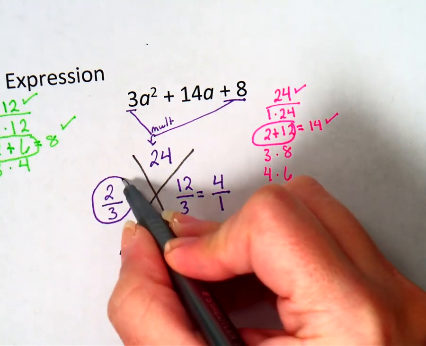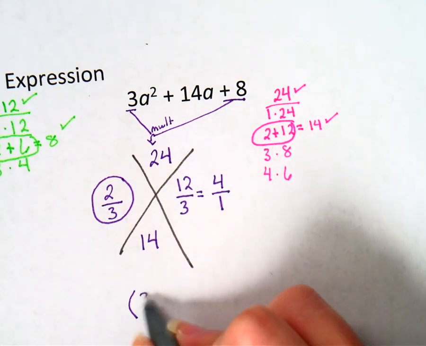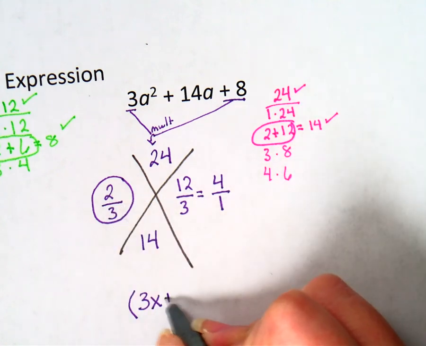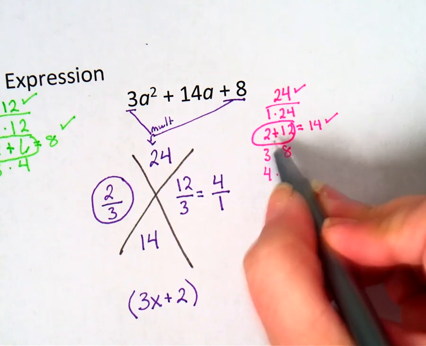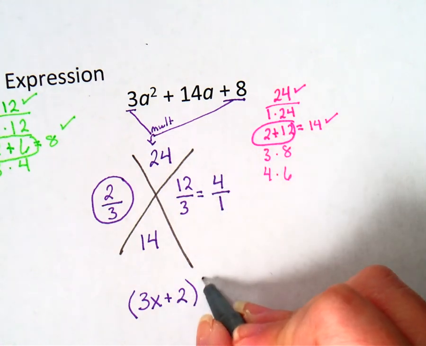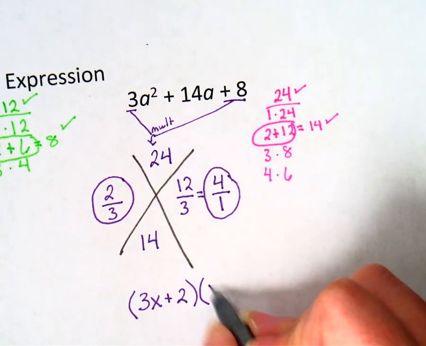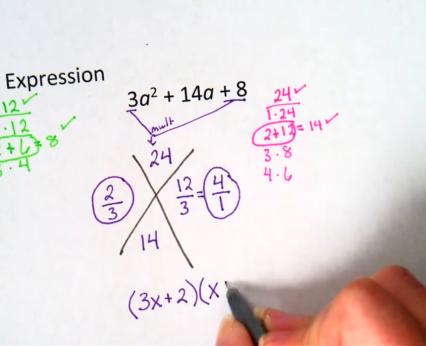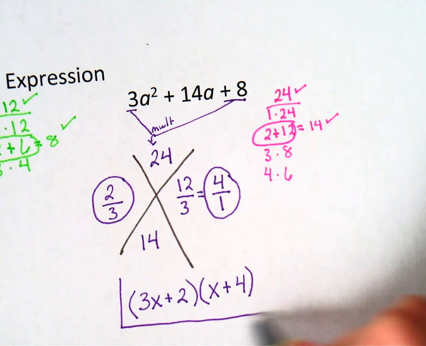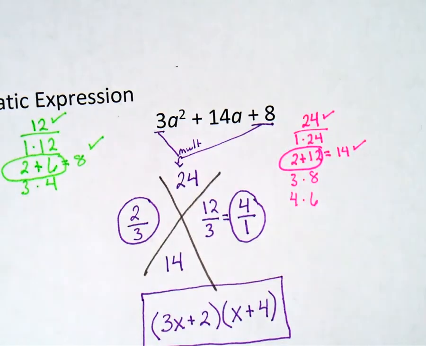Okay? So now when I make my first binomial, the bottom number is 3, so it's going to be 3x, and my top number is a positive 2, so plus 2. If one of these had been negative, then it would be minus that number, right? Over here, I have a 4 over 1, so the number on the bottom is 1, so I'm going to have 1x, and then the number on top is a positive 4. So here's my factored quadratic expression.